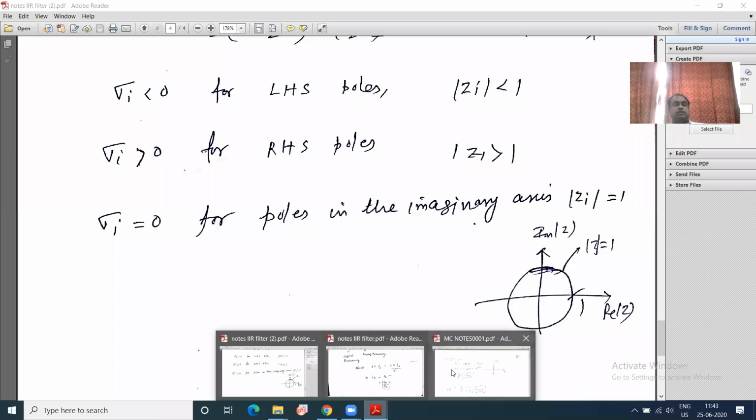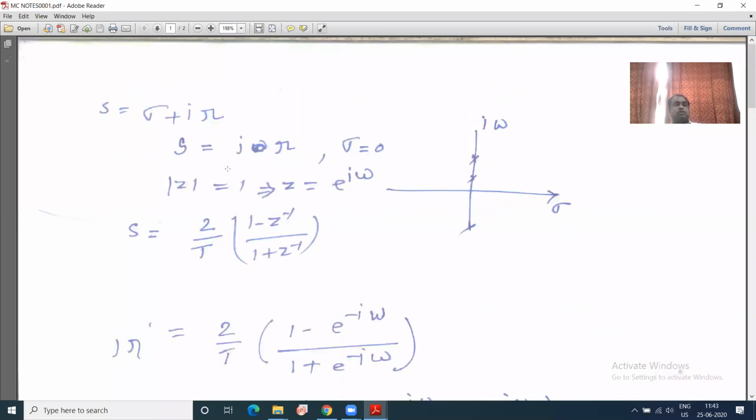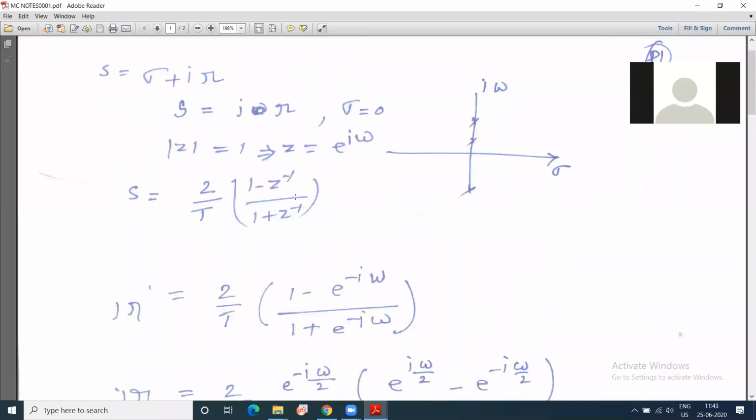Okay, so magnitude of z equal to 1 when s equal to j omega, sigma equal to 0. So z equal to e power j omega, and s equal to 2 by T into 1 minus z inverse over 1 plus z inverse. Now if z equal to e power j omega, then z inverse equal to e power minus j omega.